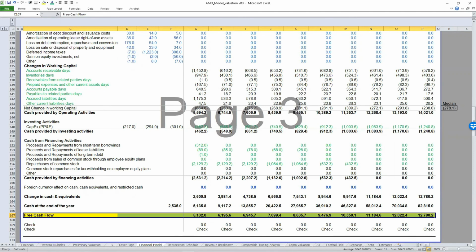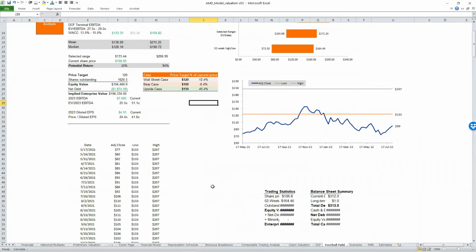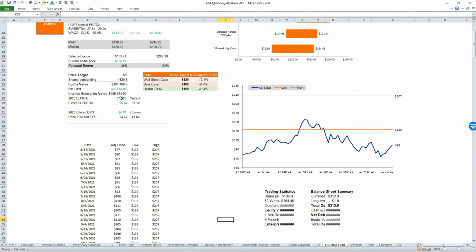And then lastly, right here on the football field, the stock is trading below the low end of the valuation range. So to me, this is a buying opportunity based on all of the analysis that I just performed.